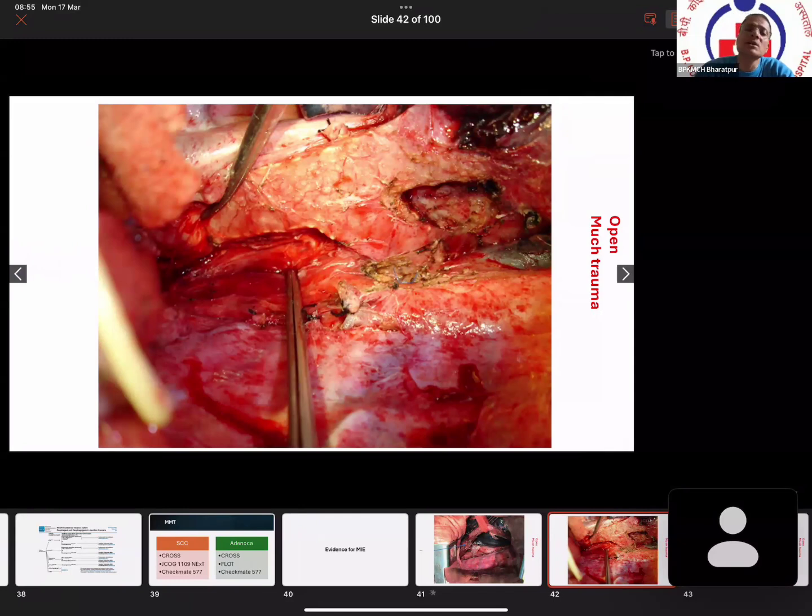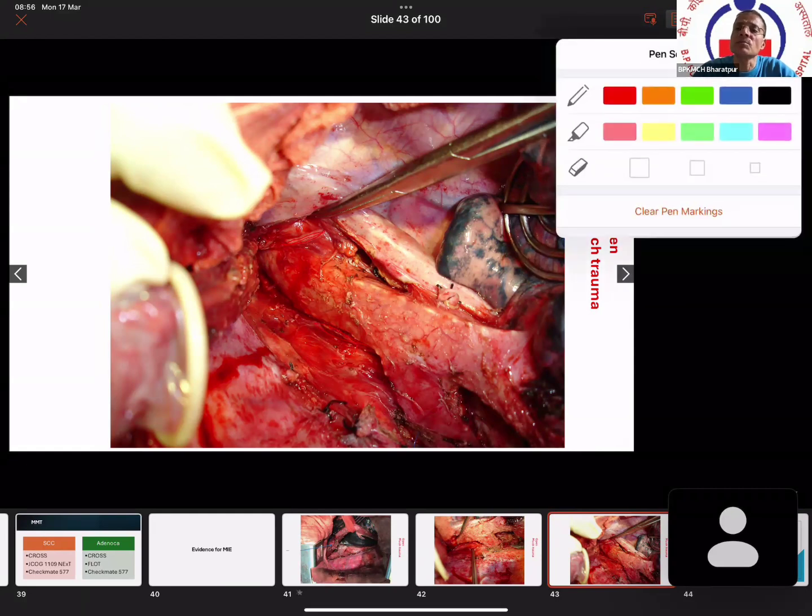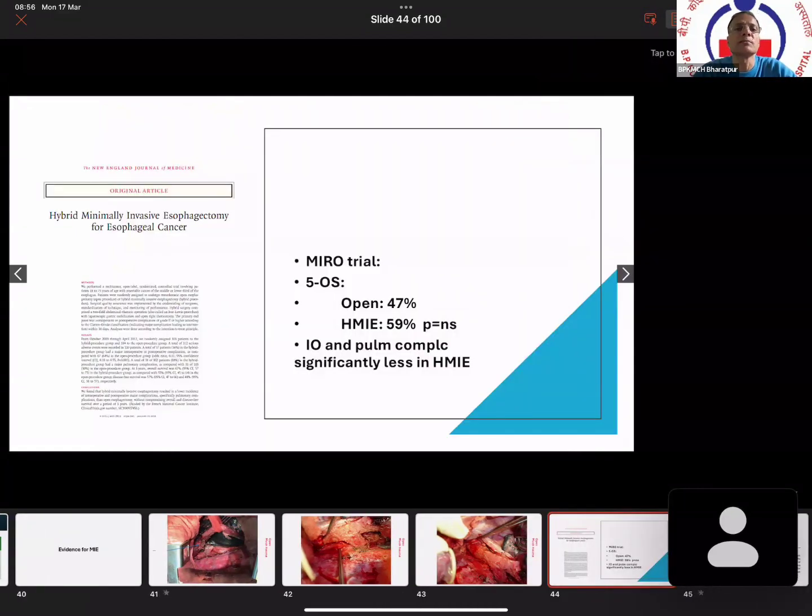This is again the same picture, very clearly seen. This is the left recurrent laryngeal nerve, if I can show here. This is the trachea, very well seen. This is the left bronchus, even the right main bronchus, upper lobe bronchus, bronchus intermedius, everything is seen very clearly, even by the open surgery. But this is very traumatic for the patient, very painful for the patient. It takes a longer time to make the incision and close the incision. Again, it's showing how we can dissect the right recurrent laryngeal nerve here, and the left recurrent laryngeal nerve was shown here. So everything can be done by the open surgery also, but very painful for the patient.